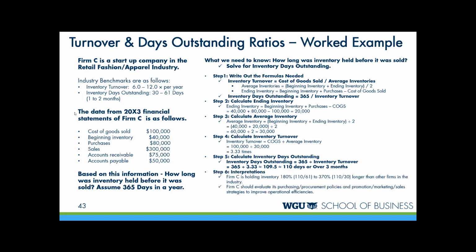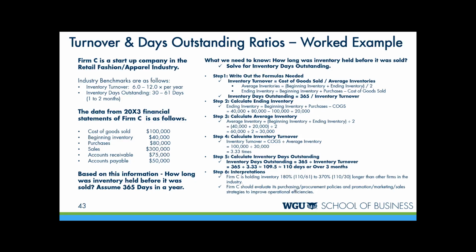So now to interpret these results. Firm C is holding inventory 180% to 370% higher than other firms in the industry. Excuse me. What did we say? We said that firms in this industry are only holding inventory about 30 to 61 days. Firm C, they're holding their inventory for about 110 days. So this is an indicator that there needs to be some operational and policy changes to be more efficient.